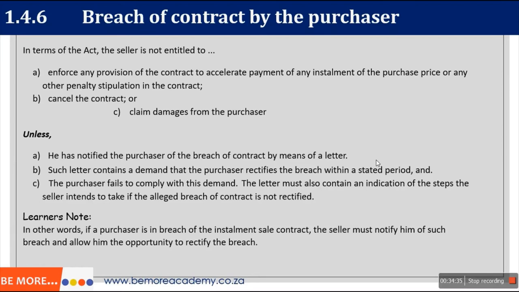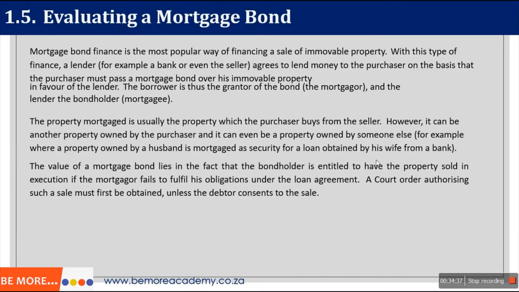Mortgage bond finance is the most popular way of financing a sale of immovable property. With this type of finance, a lender, for example a bank or even the seller, agrees to lend the money to the purchaser on the basis that the purchaser must pass a mortgage bond over his immovable property.